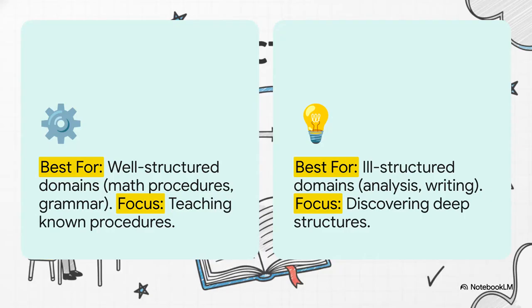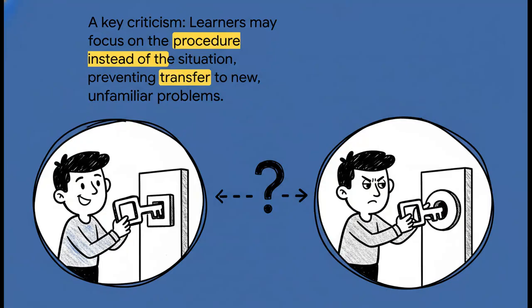But here's the crucial part. It's all about using the right tool for the right job. Direct instruction is fantastic for what we call well-structured things, like how to solve a math equation or the rules of grammar. But for more fuzzy, ill-structured challenges, like analyzing a historical event or writing a creative story, that's where more open-ended, discovery-based approaches really shine.